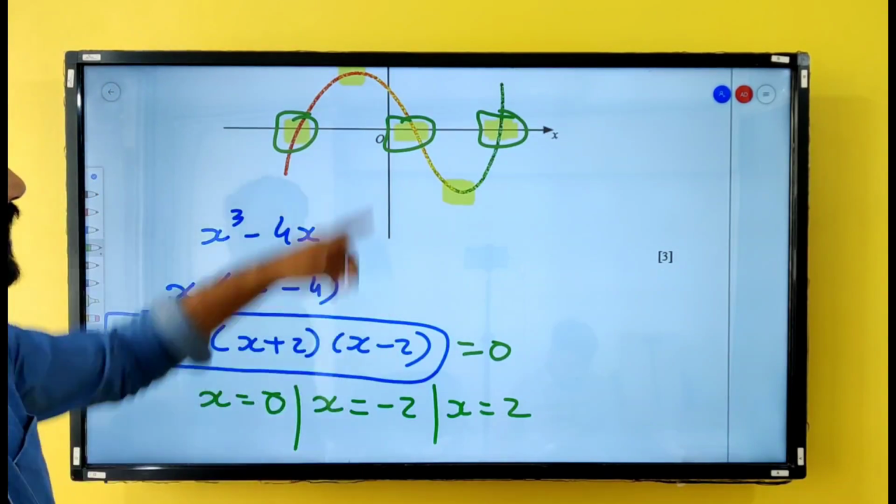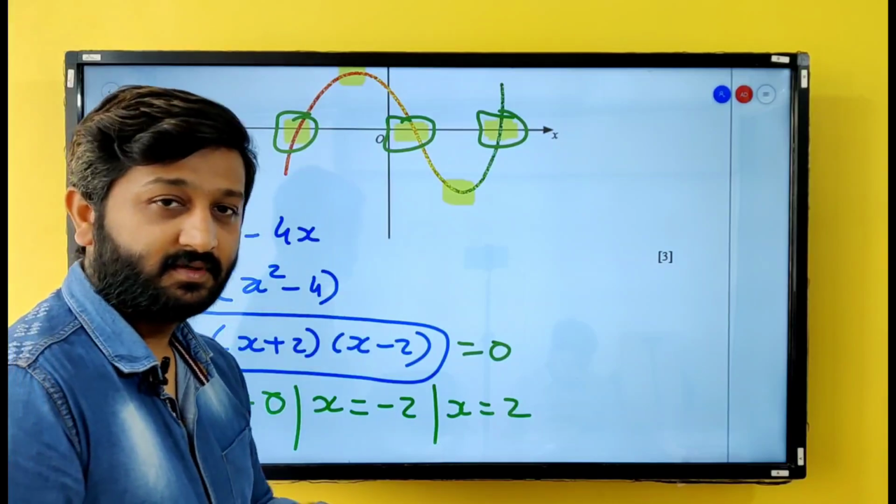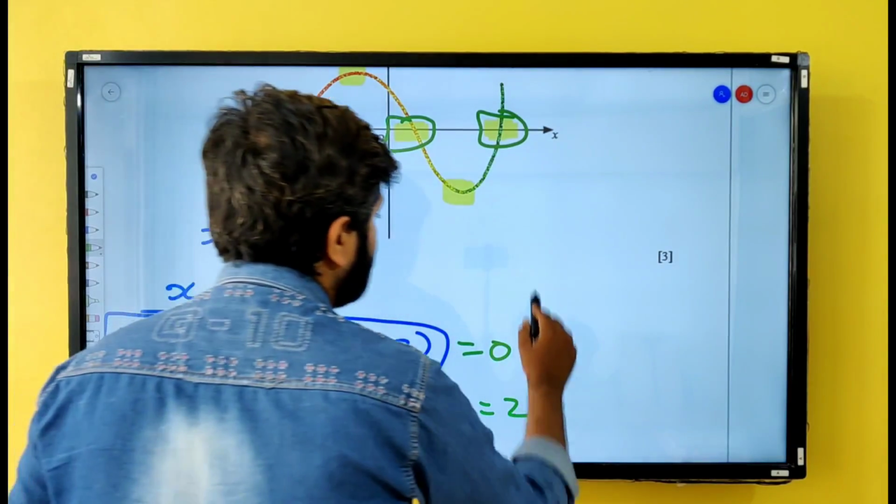Now we are supposed to find the stationary points. How do we find stationary points? It's very easy.